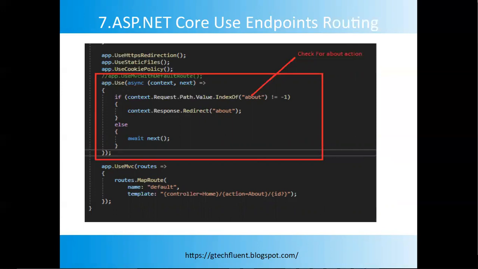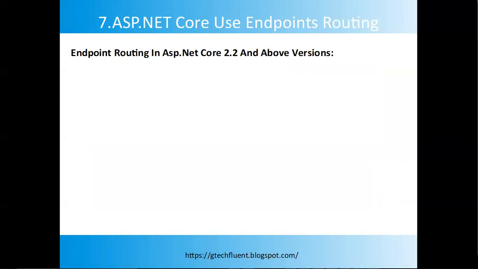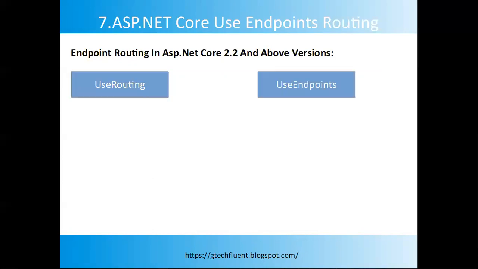ASP.NET Core 2.2 and above versions introduce a new feature called endpoint routing. Endpoint routing is a system to handle routing across different middleware systems such as MVC, Razor Pages, Blazor, SignalR, and gRPC. To consume endpoint routing, we need to configure two middlewares. The first one is UseRouting and the second one is UseEndpoints. UseRouting should be configured before any other middlewares like authentication, authorization, or custom middleware.